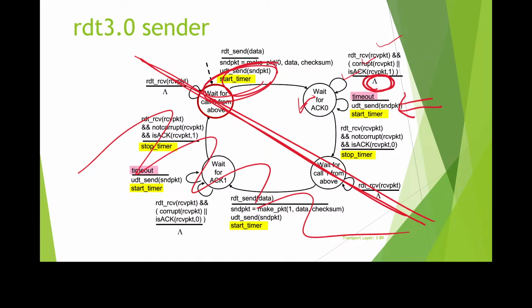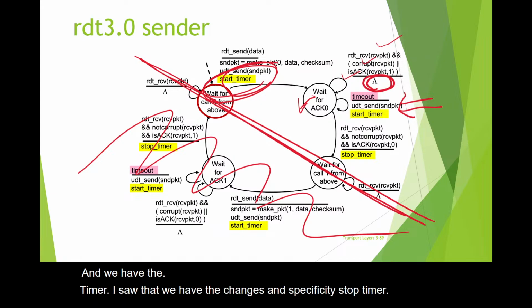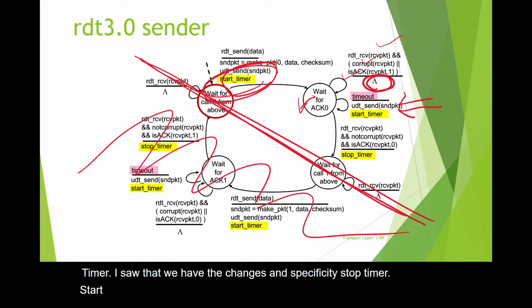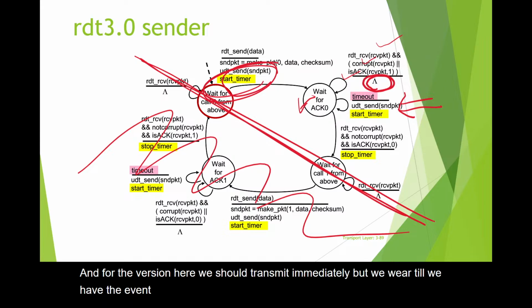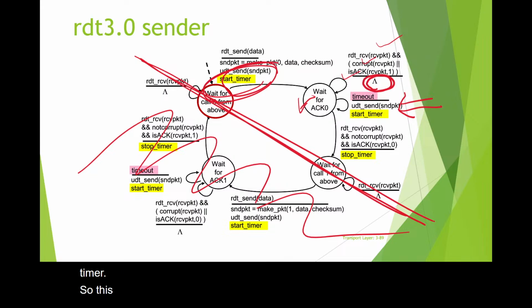Well, about the current version 3.0, we have the timer, and so we have the changes, specifically start timer and stop timer. In this version, we should not retransmit immediately, but we wait until we have the event timeout. On timeout, we retransmit. Of course, we set the timer. So this is the current version for the sender.